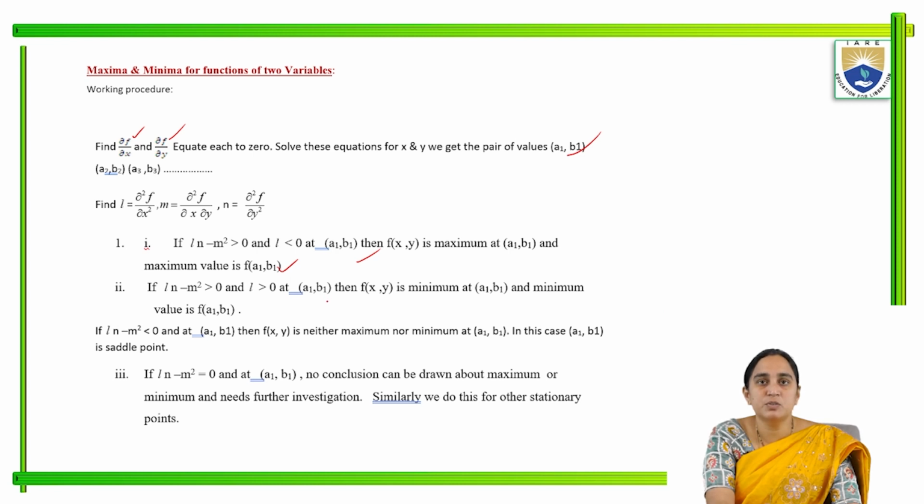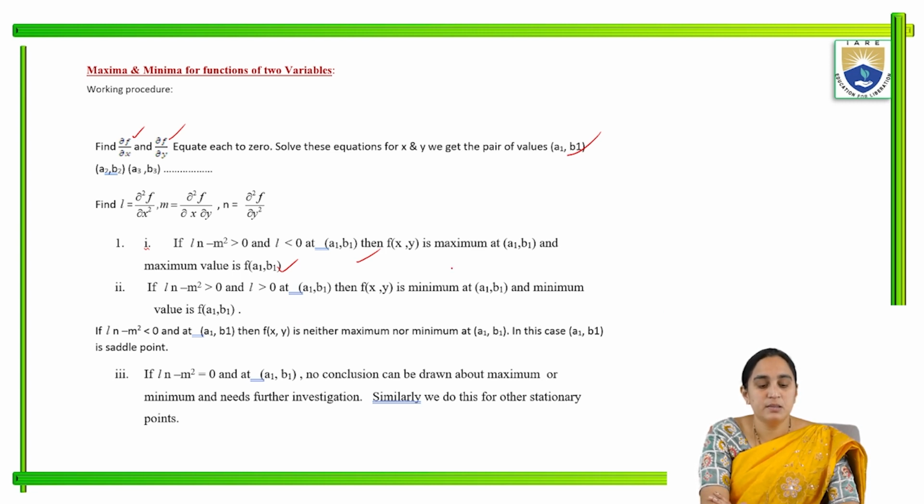We have to substitute that stationary point in the given function, and there we get that minimum value. For example, if the two conditions are not satisfied for a particular stationary point (a1, b1), that means if that point satisfies ln minus m square less than 0 at (a1, b1), then f of x comma y is neither maxima nor minima.